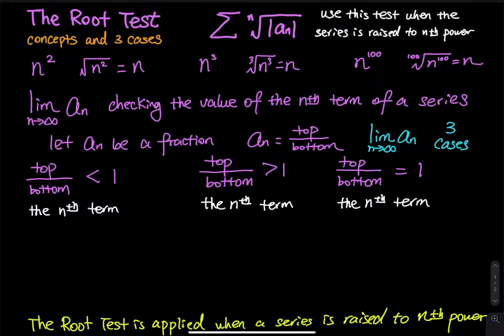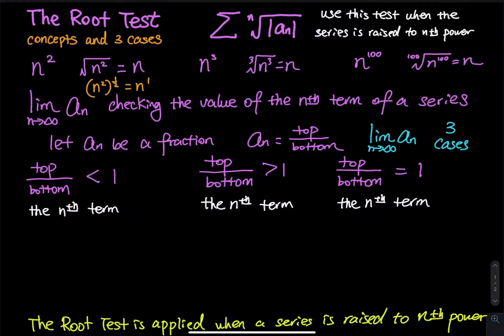So first we have n squared, right? If I take the square root of n squared, the square root cancels with the square, because the square root is the same thing as the 1/2 power, and 1/2 times 2 is n raised to the first power. In the middle, I have n raised to the third power. If we take the cube root of that, then we go back to n. So what if we have n raised to the 100th power? Then you take the 100th root of n to the 100, and you get back to n.